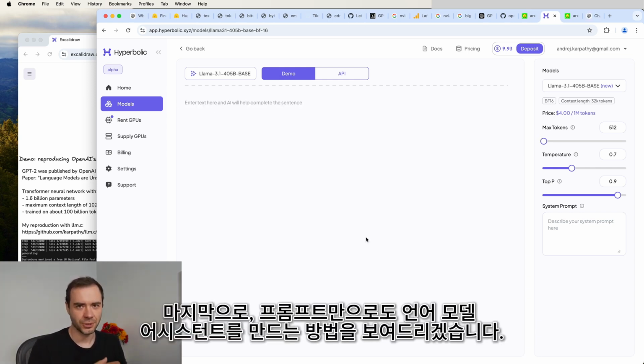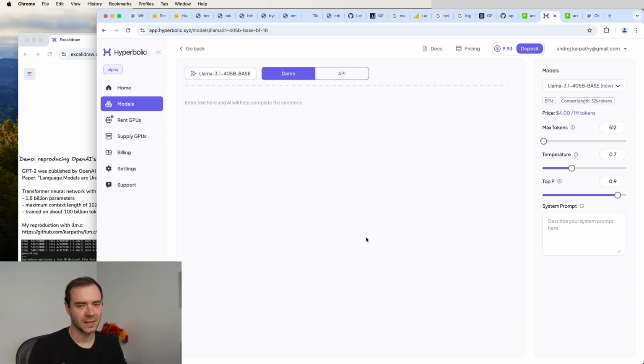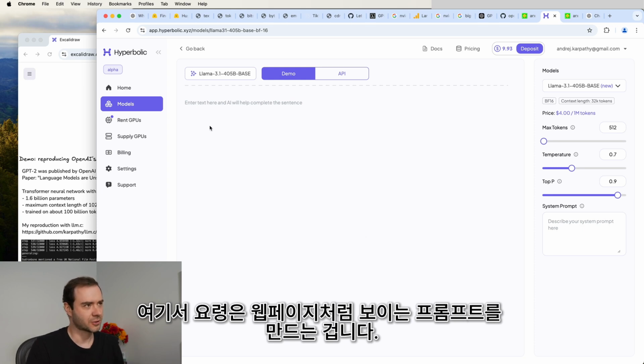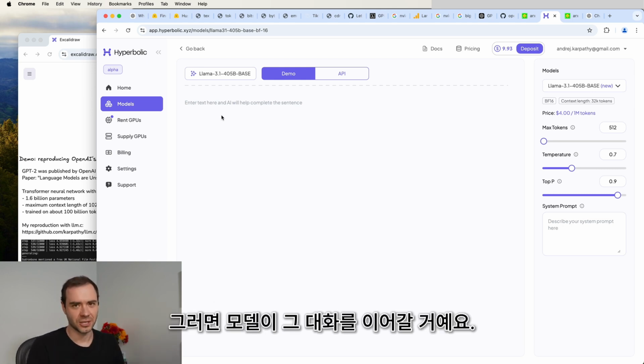Okay, and finally, I want to show you that there is a clever way to actually instantiate a whole language model assistant just by prompting. The trick is that we're going to structure a prompt to look like a web page that is a conversation between a helpful AI assistant and a human. And then the model will continue that conversation.